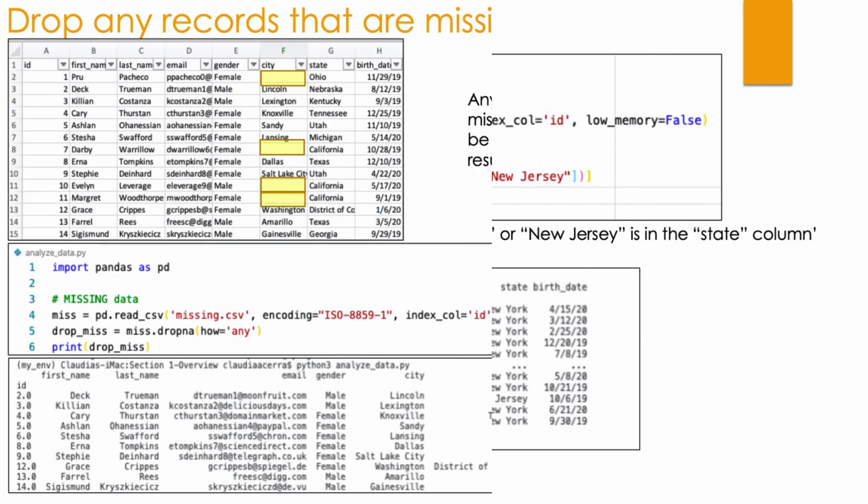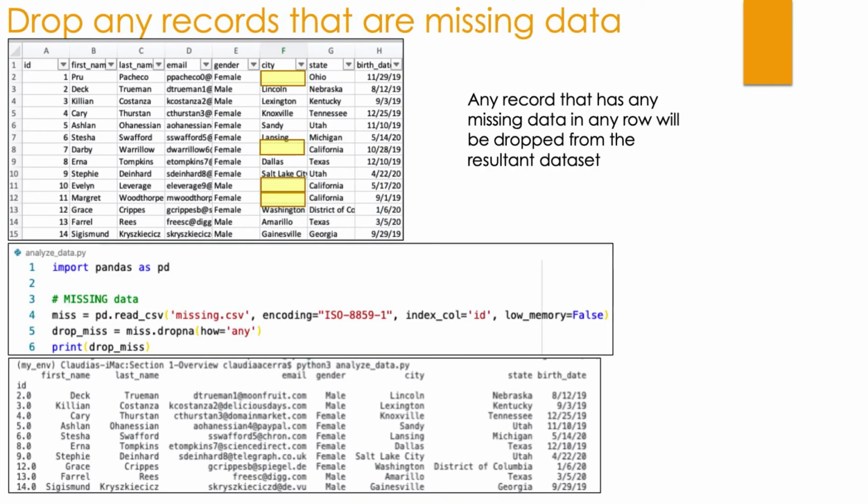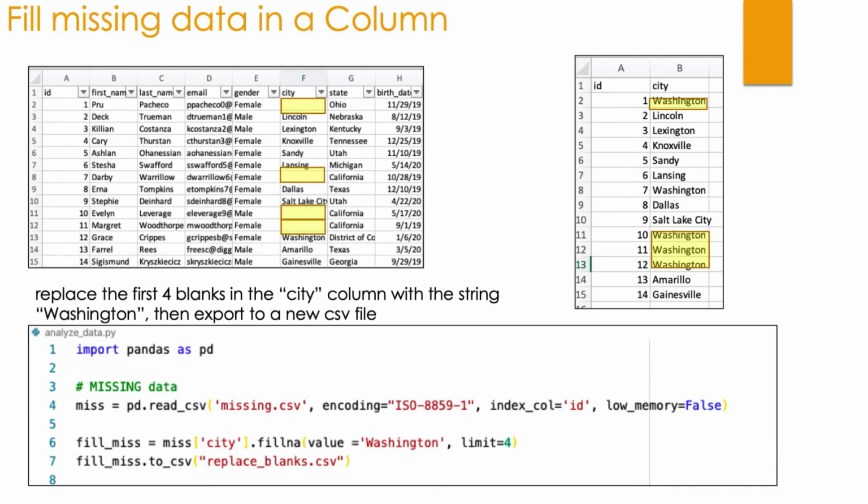Now we'll handle any records with blank data. So any record that has any missing data in any row will be dropped from the resultant data set. So you see here, the syntax is on line 5, I'm storing in the drop_miss variable, my data set, dot dropna. How are we doing it? Any. So anyone at all. So you'll see we start here on the top, and the data set is less those 4 records that have missing data. Okay, so now we're doing a little bit more sophisticated action here.